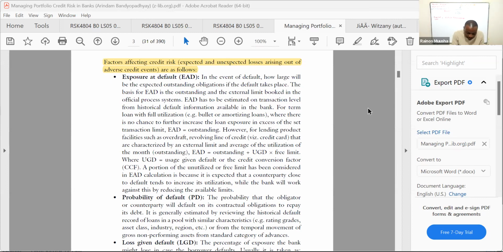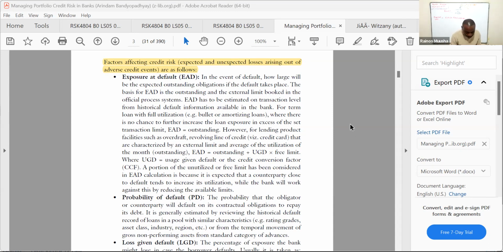So the basis for the exposure at default is the outstanding and the external limit booked in the official process system. The exposure at default is to be estimated on transaction level from historical default information available in the bank. But in simple terms, we're saying in case of default events happening now, how much is the customer still outstanding on their loan amount? That's basically what they mean by exposure at default.